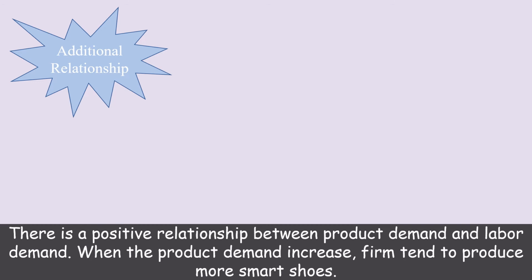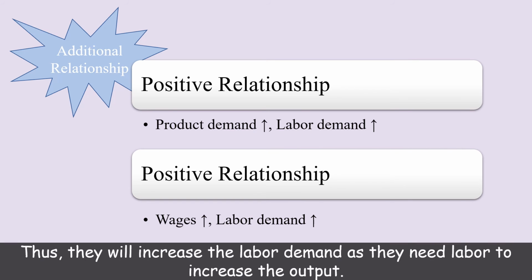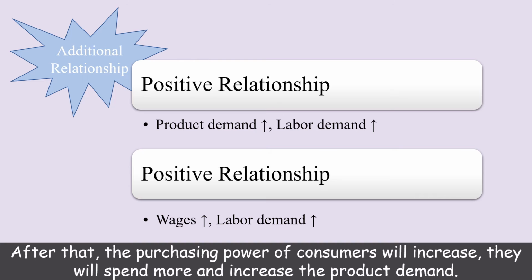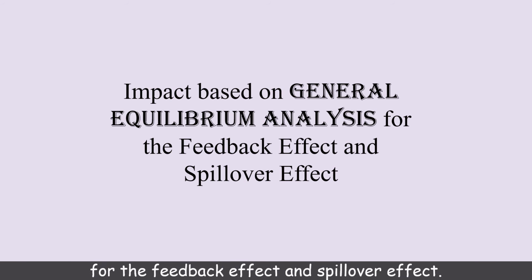There are another two relationships which will cause the curve to shift. There is a positive relationship between product demand and labor demand. When the product demand increases, firms tend to produce more smart shoes. Thus, they will increase the labor demand as they need labor to increase the output. Next, there is a positive relationship between wages and product demand. As the output increases, the wage will also increase. After that, the purchasing power of consumers will increase, they will spend more and increase the product demand. After understanding the relationship between those variables, we will now look at the impact based on general equilibrium analysis for the feedback effect and spillover effect.